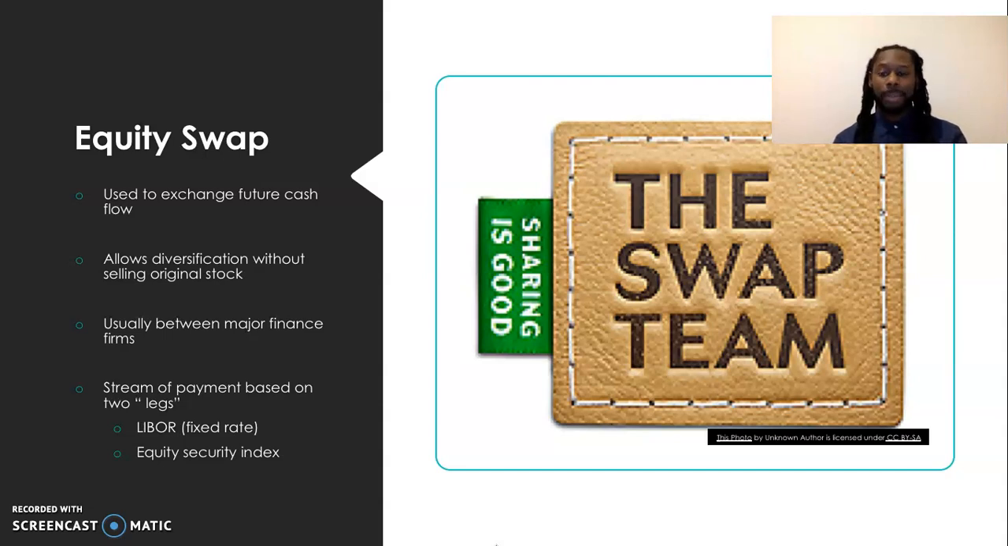This swap usually happens between major finance companies, which is another thing I want to state. And then there's also two streams of payment, and it's based on what we call legs in the industry. You can either have a fixed rate or you can also have the equity security index.